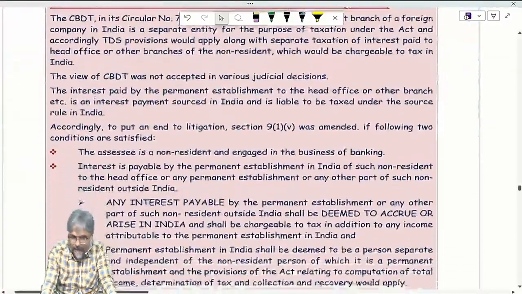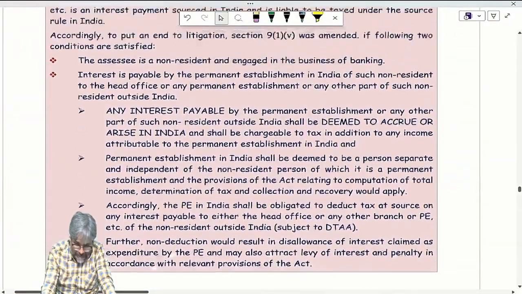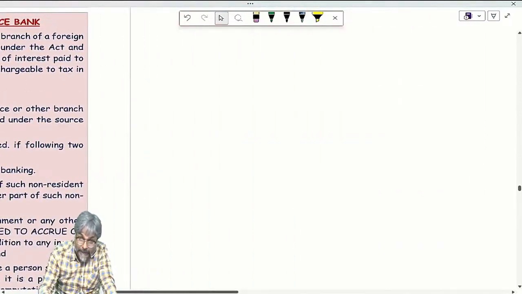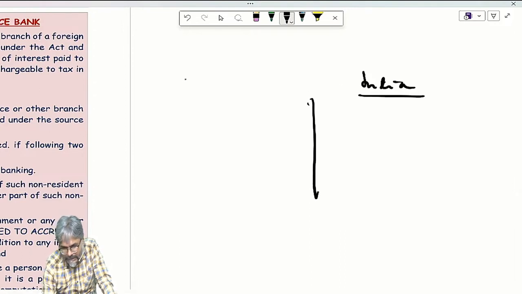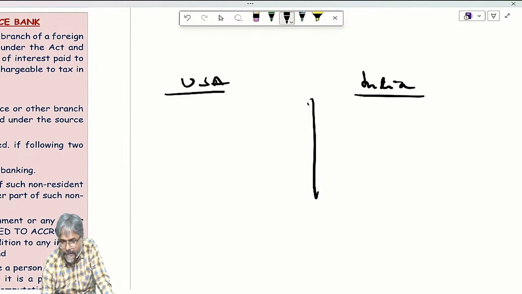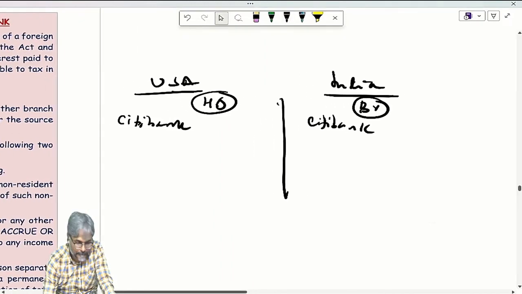Okay. Now one last point I am going to discuss with all of you right now, and the other aspect we will discuss in the next session. What exactly is a deeming rule here? I give you the example, students. Say this is India, this is USA. So let's take an example. This is Citibank. Citibank head office in USA. Citibank branch in India.